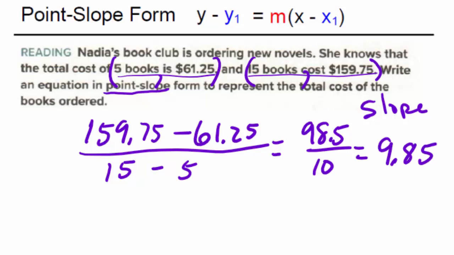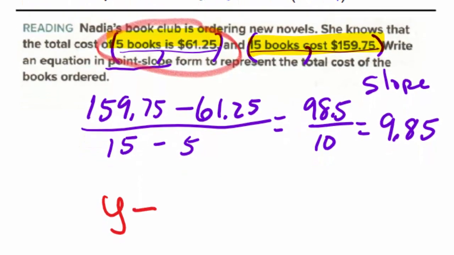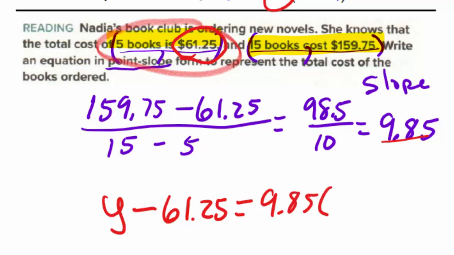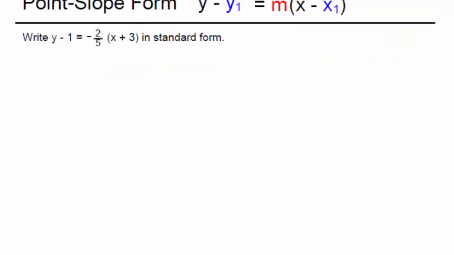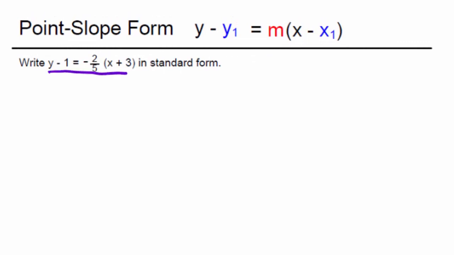9.85. And now all I got to do to put it in point slope form is choose either this point here or this point here to drop it in. Now, since the numbers on this side are smaller, I'm going to use those, but you could do the other one. So it's going to be y minus, now if I look back up, the y value up here was 61.25, so minus 61.25. And that's going to equal, now the next thing that comes in is the m value, the slope, which we said was 9.85. And then times x minus, and the x value up here was 5 books, so minus 5. And there's our equation.